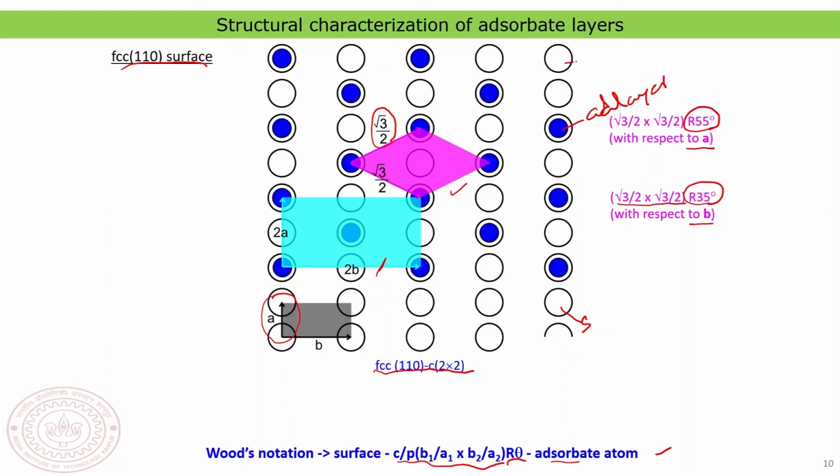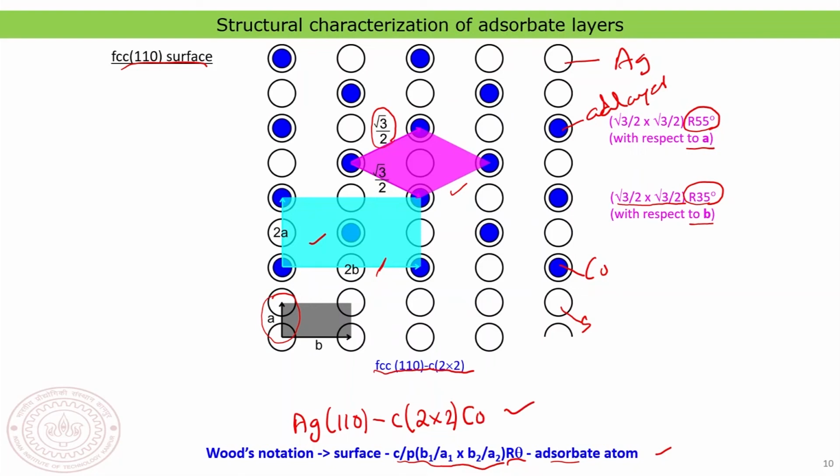So imagine that what you are looking at is a silver surface, and the adlayer atoms are cobalt. In that case, we would write the surface as Ag110, centered or primitive. So if I take this one, then I will have to use a centered 2 by 2, and then the angle. If there is no angle, because this is the same as that of the surface, then there is no angle, and then finally the adsorbate atom cobalt. So this is how you write the Wood's notation of the surface.